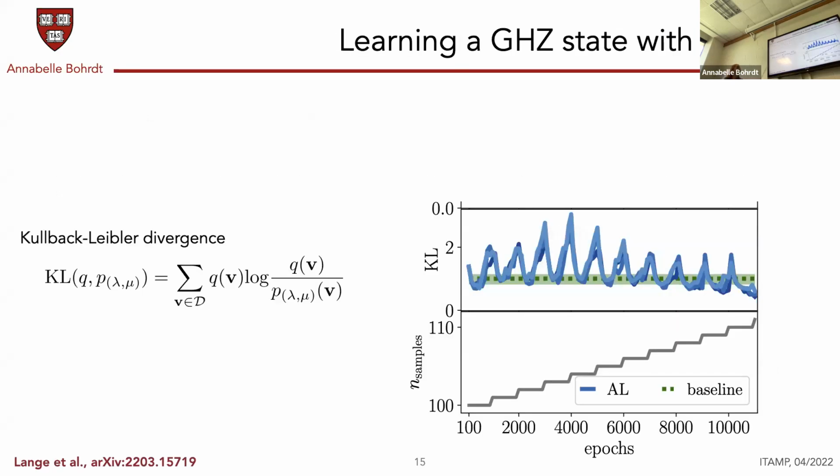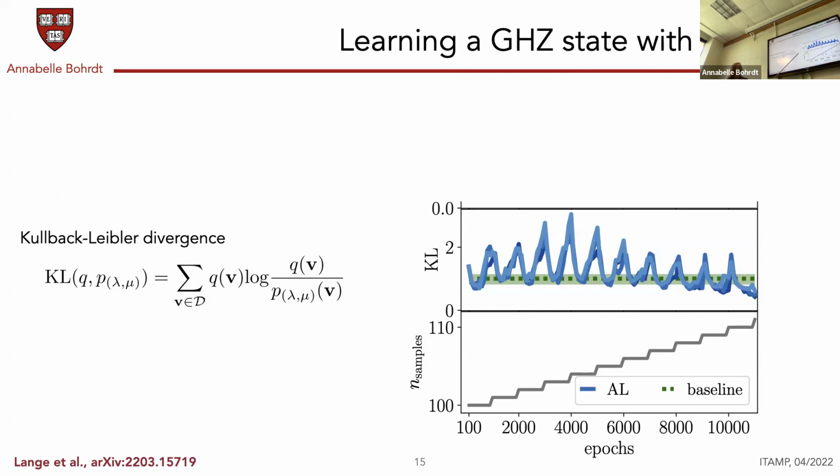Okay, so let's look at an example. Here we are looking at a GHZ state with 9 qubits. This is the training epoch, so this is the number of samples as a function of the training epoch. We keep adding samples here. And what is plotted up here is the Kullback-Leibler divergence. That is what we are minimizing when we train the RBMs. It tells us how different the learned distribution is from the input distribution.